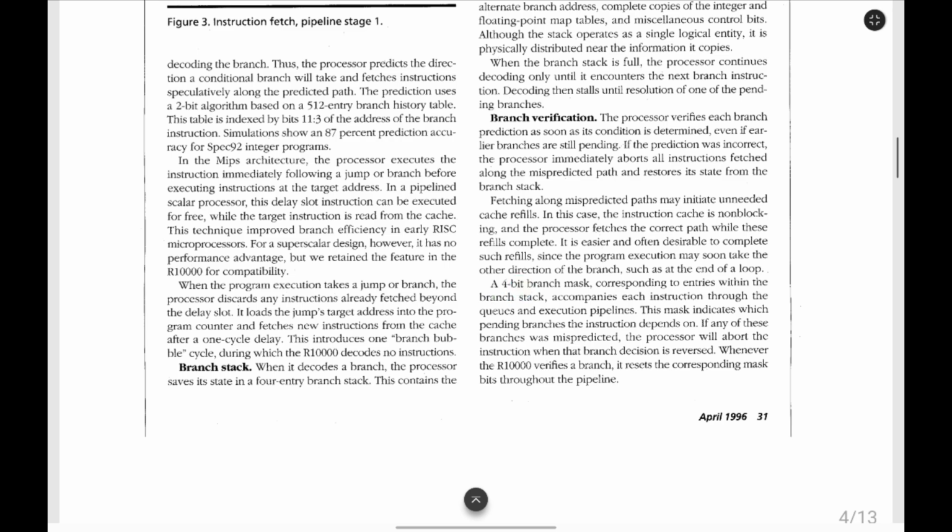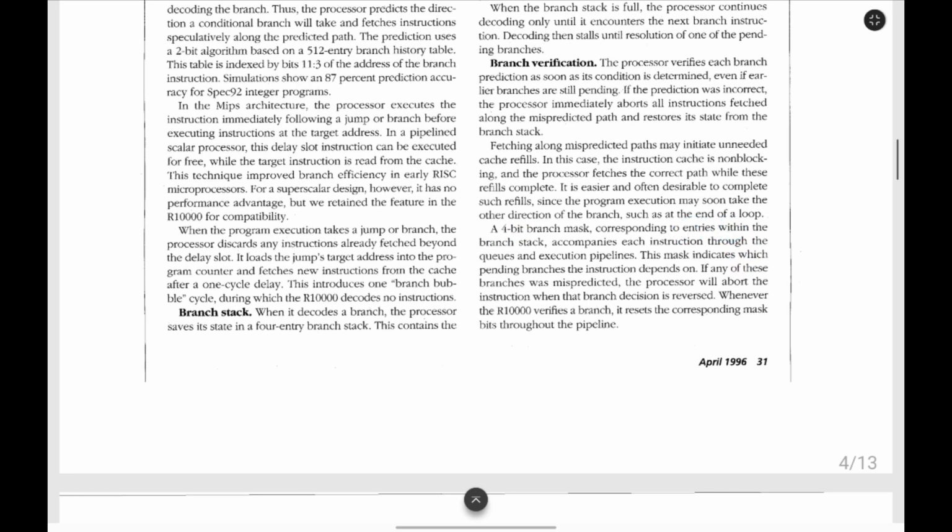The 4-bit branch mask corresponds to entries within the branch stack and accompanies each instruction through the queue and execution pipeline. This mask indicates which pending branches the instruction depends on. If any of these branches was mispredicted, the processor will abort the instruction when the branch decision is reversed. Whenever the R10000 verifies a branch, it resets the corresponding mask bits throughout the pipeline.